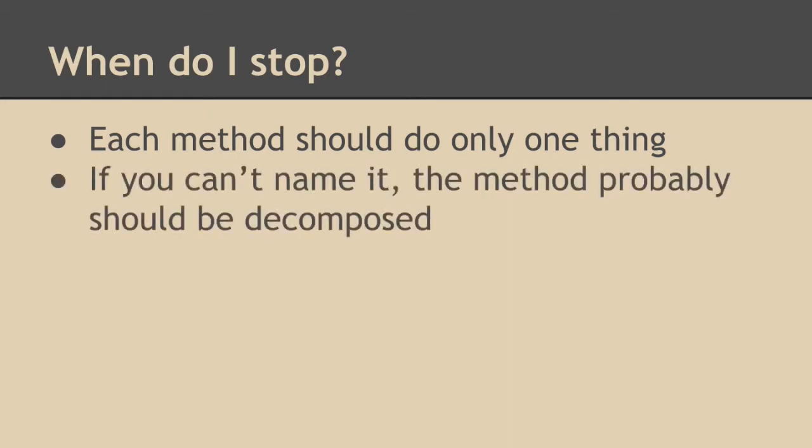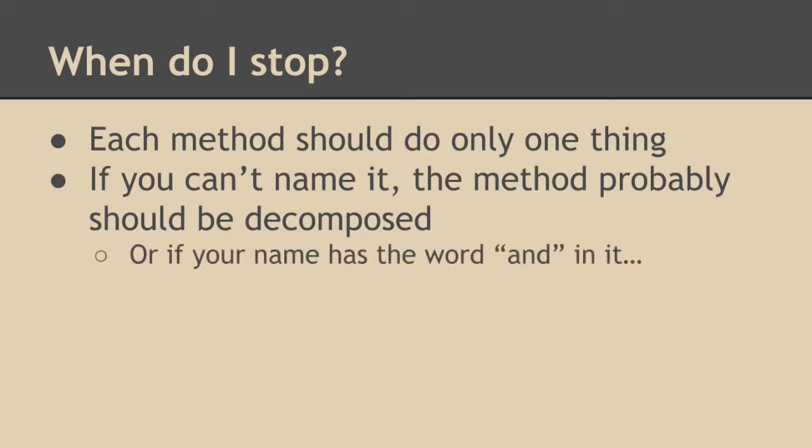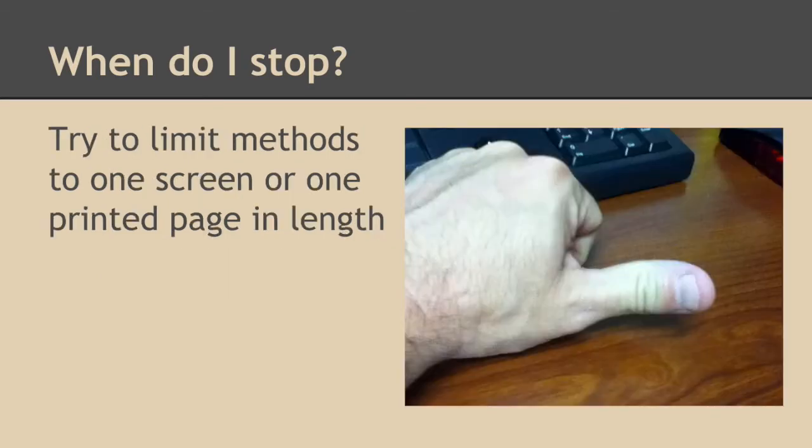If you're having a problem naming your method, then that's probably a good sign that you could decompose it into sub-methods. It's also a good sign that you haven't done your design work because you don't understand what you're trying to do yet. Related to that, if your name for your method has the word "and" in it, or if it has the word "or" in it, that might be a good indication that your method needs to be decomposed into submethods. Okay?